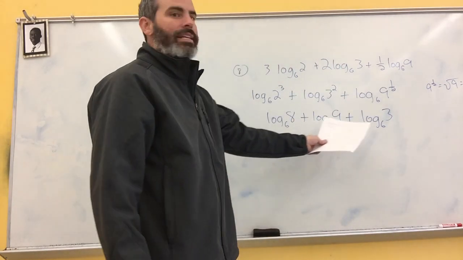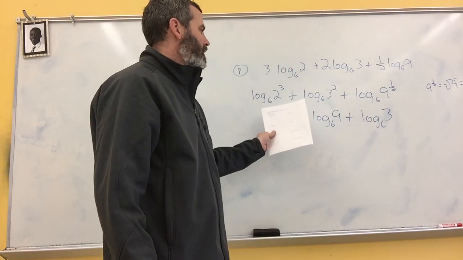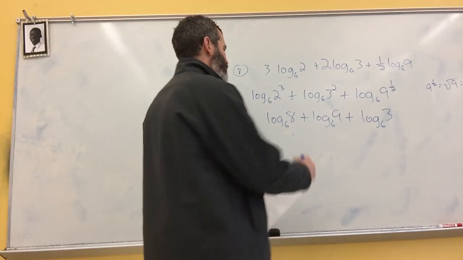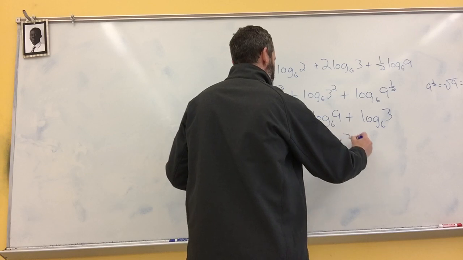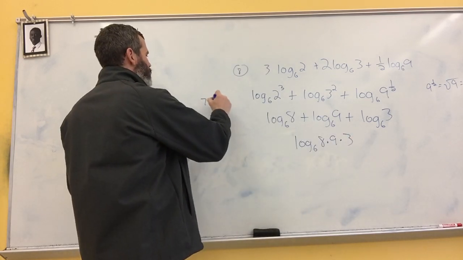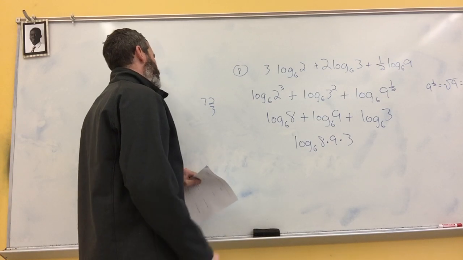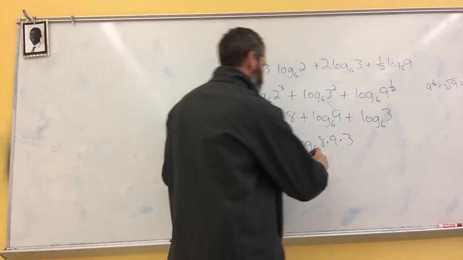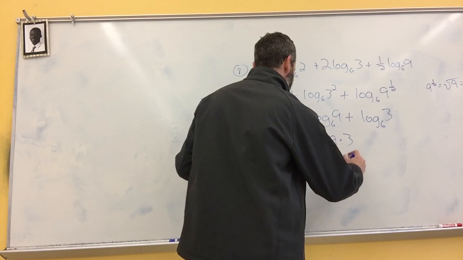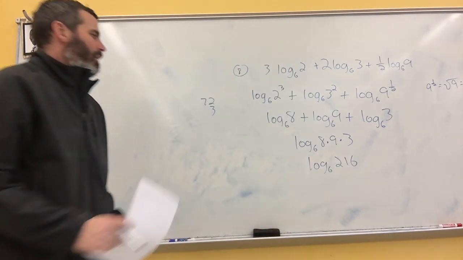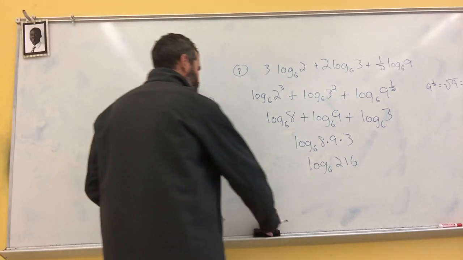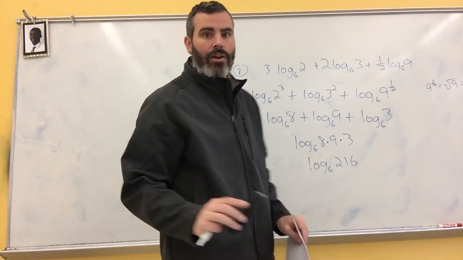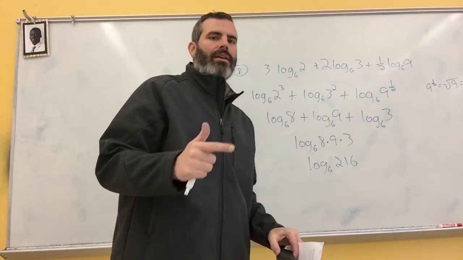Now, I have three logs adding. So I add here, I multiply here. Eight times 9 is 72, 3 times 72 is 216. Okay? That's expanding and condensing. You've just got to know the 3 properties of logs: power, product, quotient.